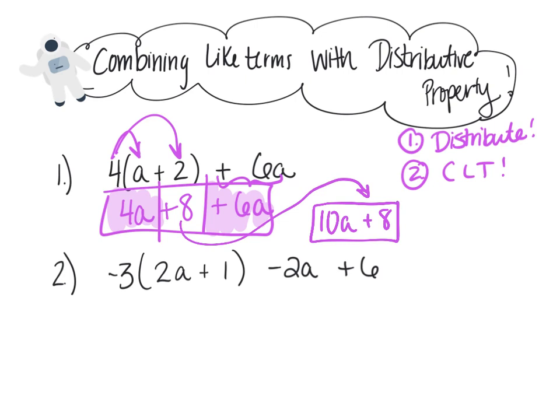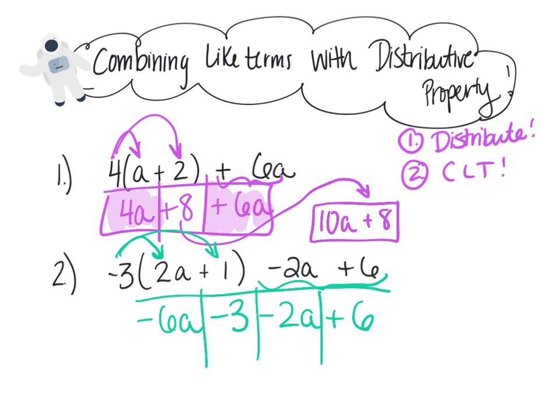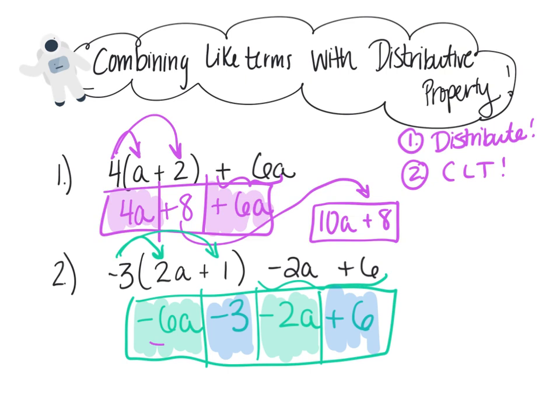Next one, choose a different color. Negative 3 times 2A is negative 6A. Negative 3 times 1 is negative 3. Bring everything else down. Minus 2A plus 6. And then combine like terms. I can combine negative 6A and negative 2A, and I can combine negative 3 and 6. And again, combine means add. So combine these two, you get negative 8A. And combine these two, you get plus 3, or positive 3. And that covers Chapter 5.